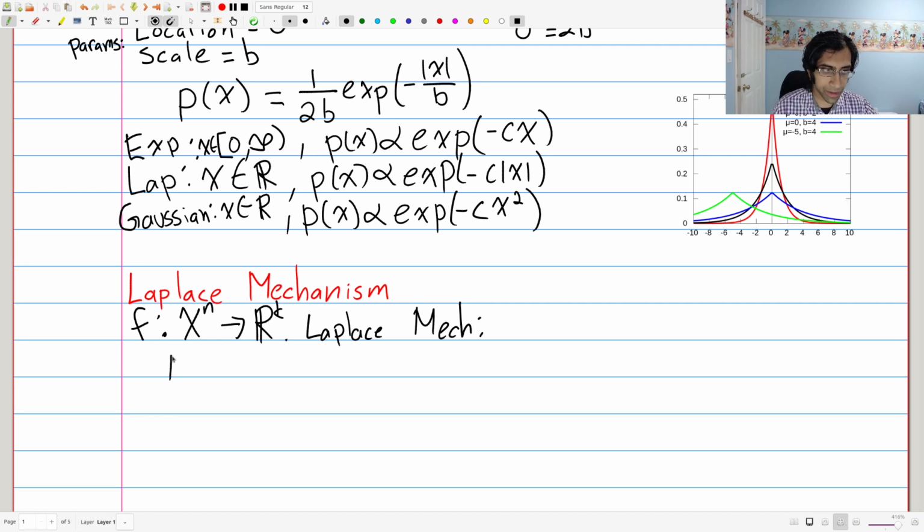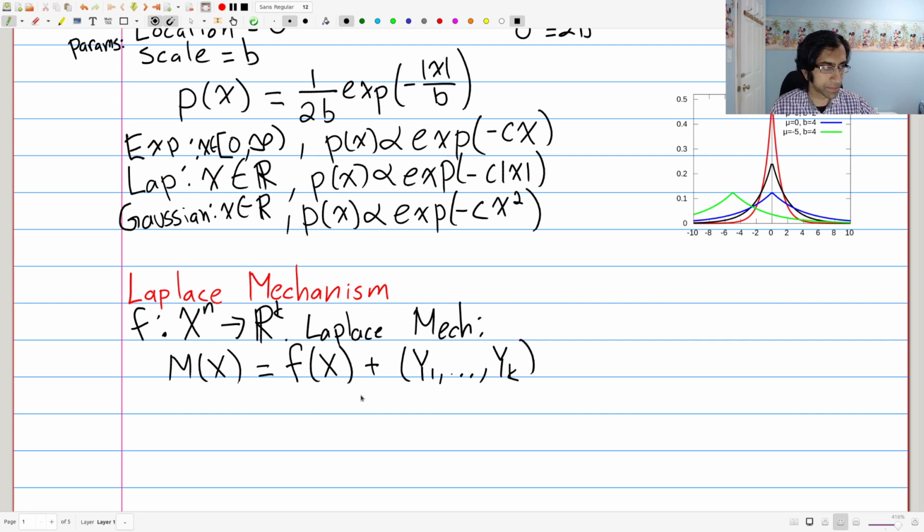All you have to do is, I'm going to say it's M. M is the name of the mechanism, or the algorithm in this case. And it takes in some input data set X. What it'll do is compute f on that data set X. So this is the function that we care about. And then we add on Laplace noise in each coordinate. So remember that this is going to be a k-dimensional value, since f maps from a data set to a vector of length k. So we have to add something to each coordinate, y1 through yk.